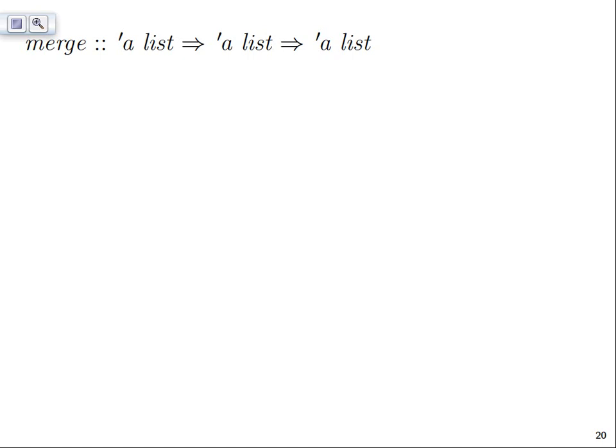So it's based on a function merge that takes two lists and merges them. Of course, we assume implicitly that the type A of elements in the list is a linear order again.